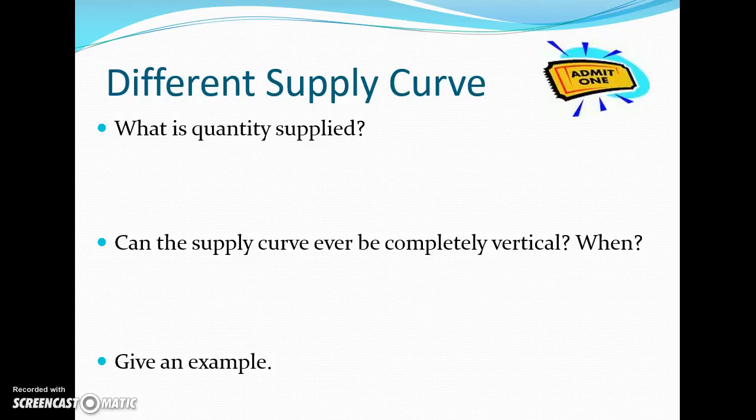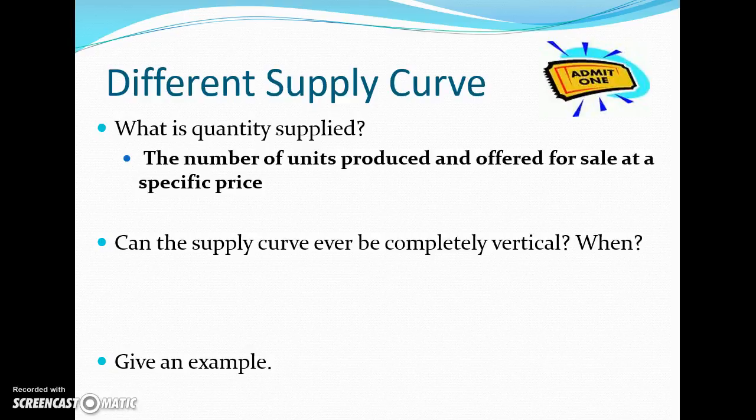What is quantity supplied? If you paid attention in chapter 4 and know what quantity demanded is, then you should be able to figure out quantity supplied. This is the actual number of units produced and offered for sale at a specific price.